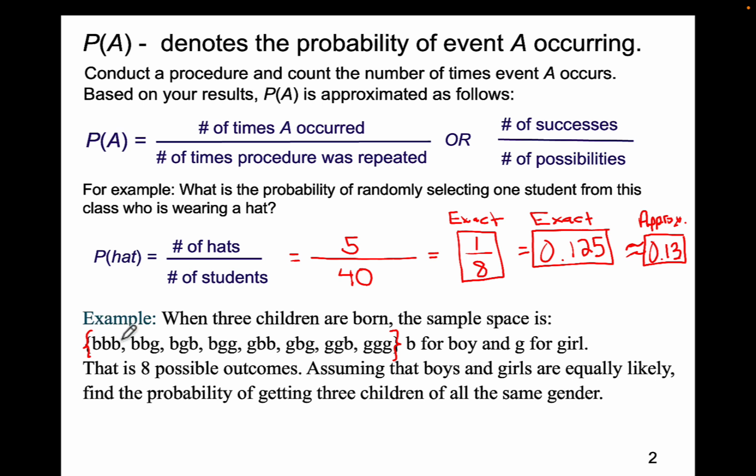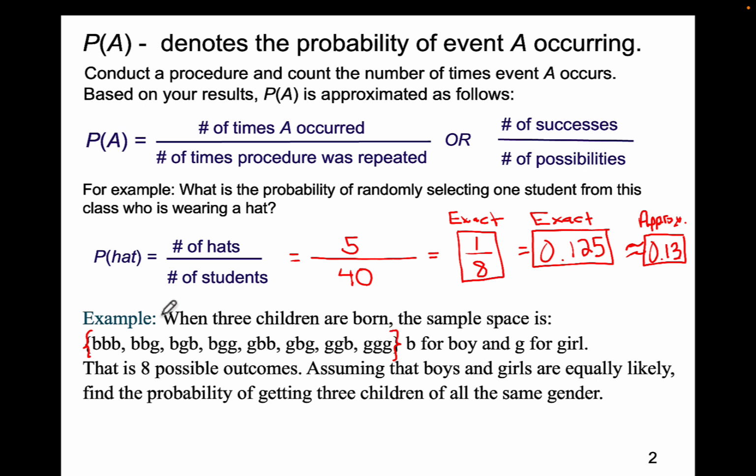So BBB would be a family that had 3 boys. Here we've got a boy, boy, then a girl. Here we've got different 3 children born. We've got boy, girl, boy. We've got boy, girl, girl, girl, boy, boy, girl, boy, girl, girl, girl, boy, and then finally, if 3 children are born and all 3 of them are girls, G, G, G, girl, girl, girl.